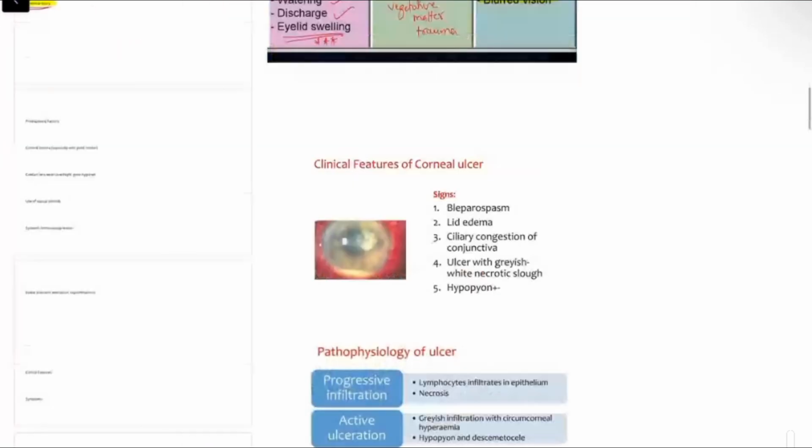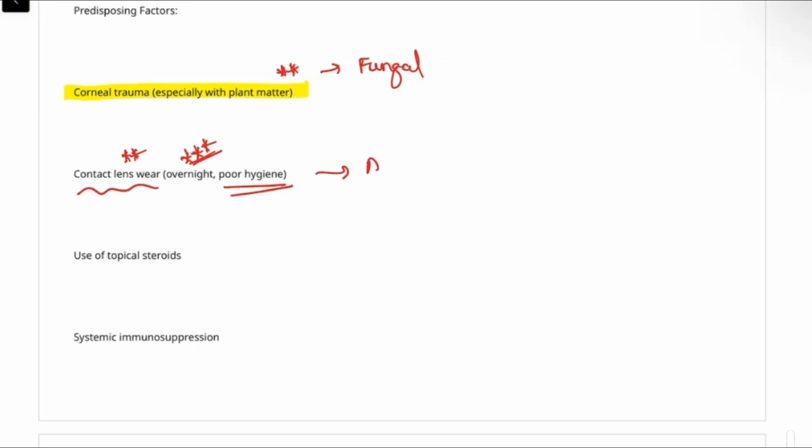Okay, after this, what are the predisposing factors that lead to formation of corneal ulcer? Corneal trauma, just like we discussed, especially with plant matter. Farmers most commonly get corneal ulcer, and this is mainly due to fungal corneal ulcer. Other than that, contact lens wearers. Usually people now prefer to wear contact lenses instead of spectacles. If the contact lens is not properly stored, or if the hands are not properly cleaned before inserting and after removing, then because of poor hygiene, and if the patient wears the contact lenses overnight, that will lead to formation of corneal ulcer, maybe mainly due to acanthamoeba.